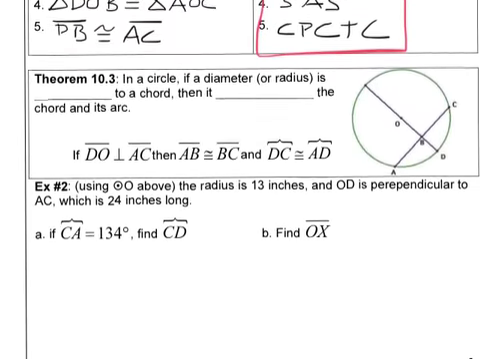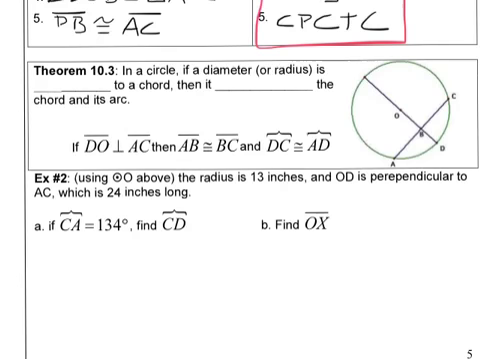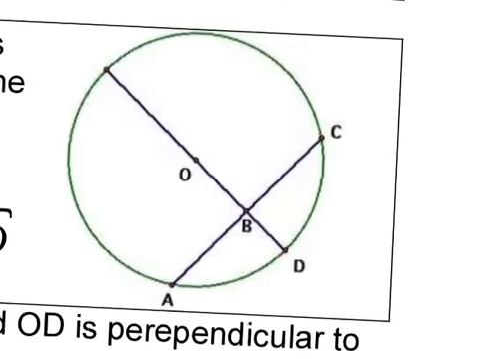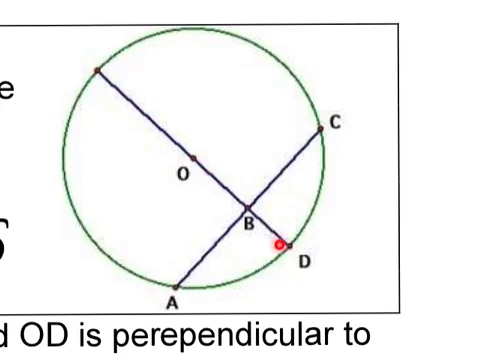Alright, this next theorem, I did a little activity in class, kind of neat. We used some patty paper, but basically it says this: in a circle, if a diameter or a radius is perpendicular to a chord, then it must bisect the chord and its arc. So I'm going to zoom into this picture so we can add some drawings here. Here we have a radius. And if this radius is perpendicular to this chord, and this chord being AC, that means a couple of things.